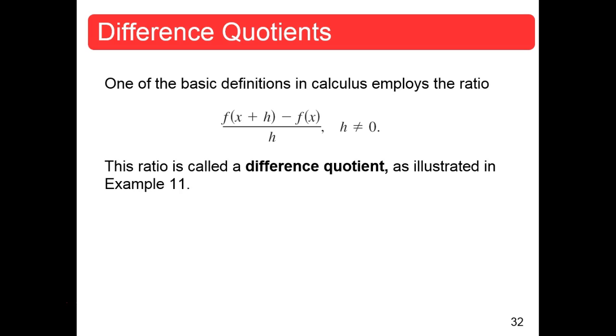Okay? Now, what do these two words mean? Difference means? Subtraction. Quotient means? Division. Okay? We're going to subtract and divide in some strange order here. Now, this is a pre-calculus algebra course, so we're getting ready for calculus. One of the basic definitions in calculus employs this ratio, or quotient. f(x + h) minus f(x), divided by h.